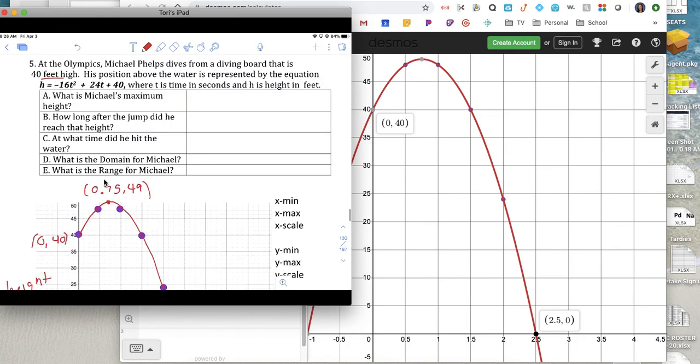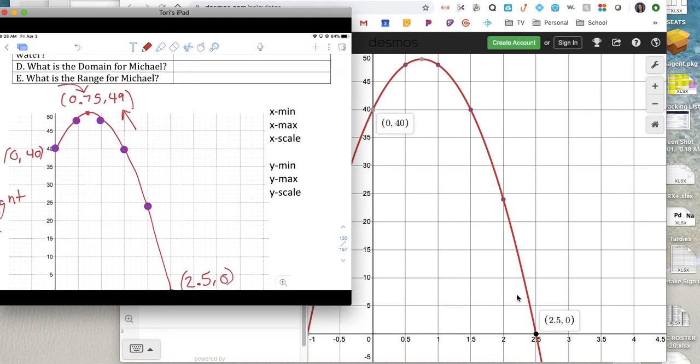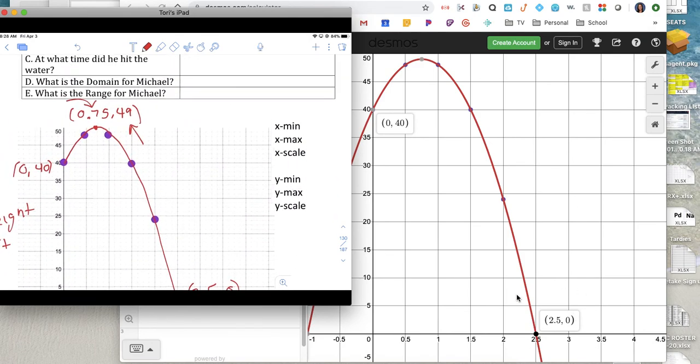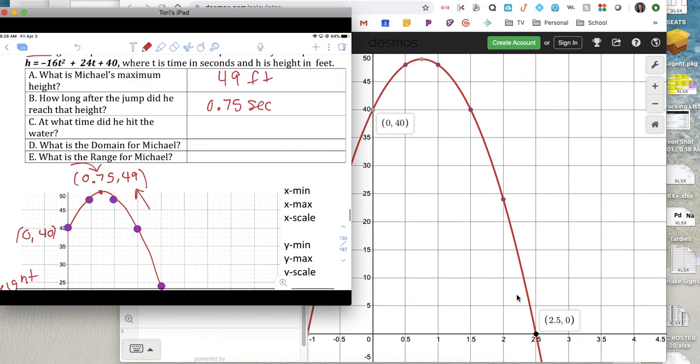First question. What is Michael's maximum height? That's this 49 right here. So 49 feet. How long after the jump did he reach that height? So the how long part, that's the x number that's with the max. So 0.75 seconds. At what time did he hit the water? Well, he hit the water down here at my x-intercept number. That's the 2.5. So 2.5 seconds.